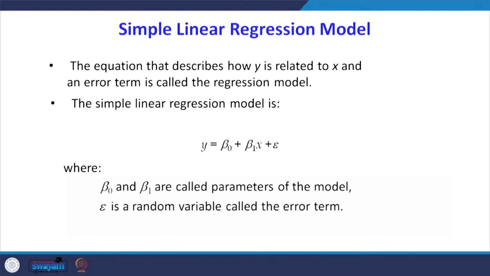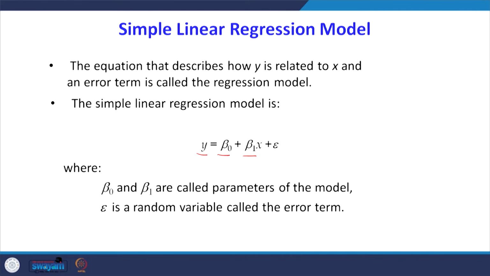Now we will go to the theory behind the simple linear regression model. The equation that describes how y is related to x and an error term is called the regression model. The simple linear regression model is y equal to beta 0 plus beta 1 x plus error term, where beta 0 and beta 1 are called the parameters of the model, and epsilon is a random variable called the error term.